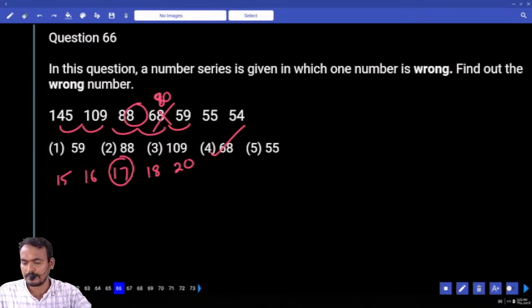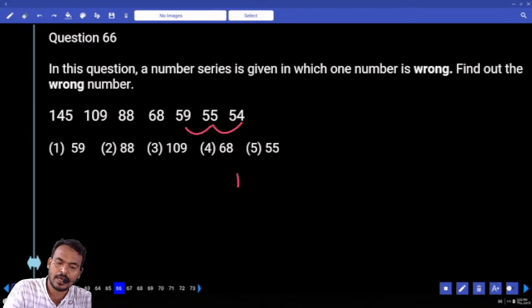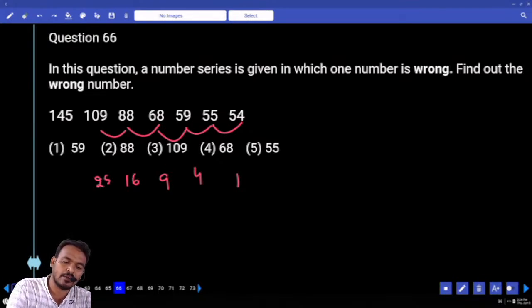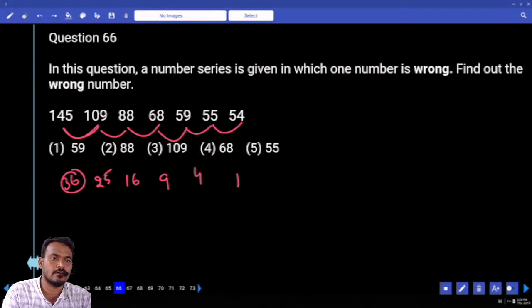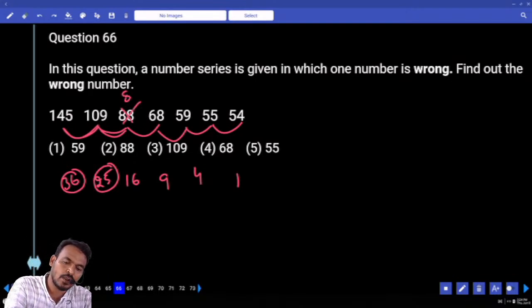Next 66. 145, 109, 88, 68, 59, 54. What is the last one difference? 1. Last to second, 4. Last to third, 9. Next one, obviously 16 difference. Next one, 25. Next one, 36. Okay. 145, 109, 36 difference correct. 109 minus 25, 84.